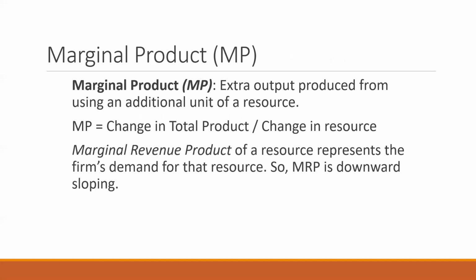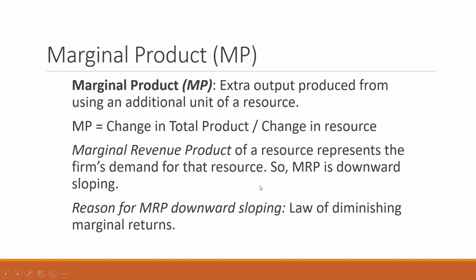Since marginal revenue product measures the firm's demand for the resource, it has to be downward sloping. Now looking at why MRP is downward sloping. An easy way to explain is that marginal product is downward sloping because of the law of diminishing marginal returns. Since marginal revenue product is marginal product times the price of the product, and the price of the product is constant, MRP is also downward sloping.